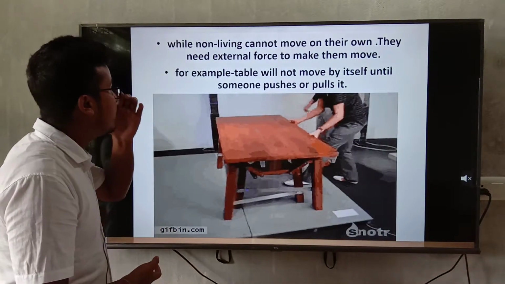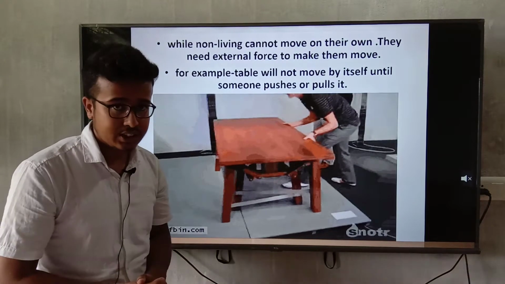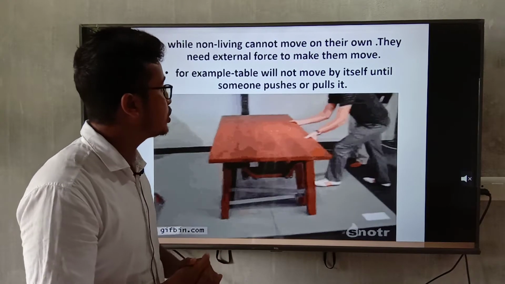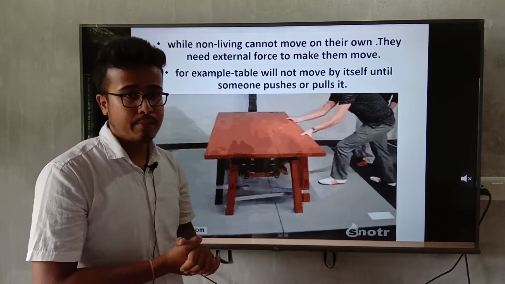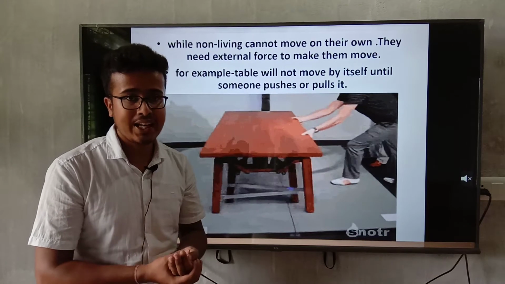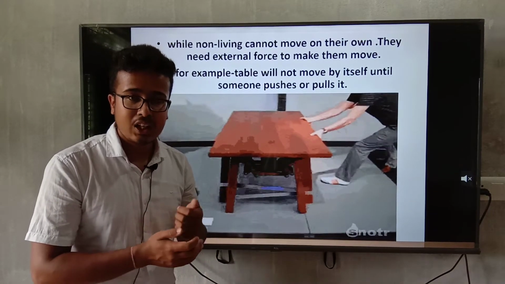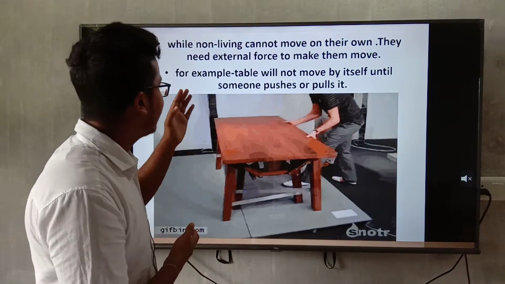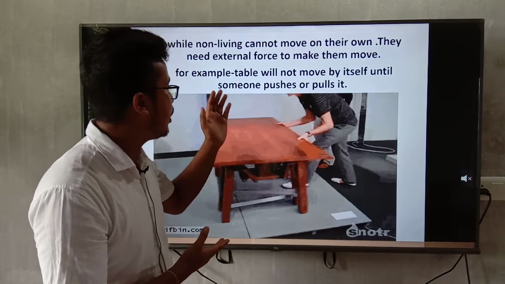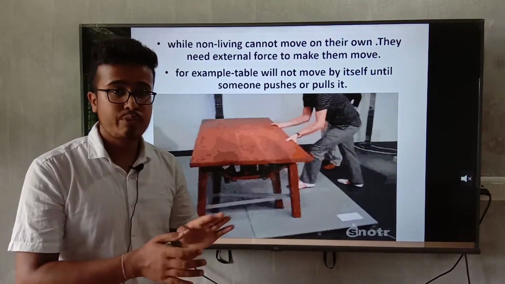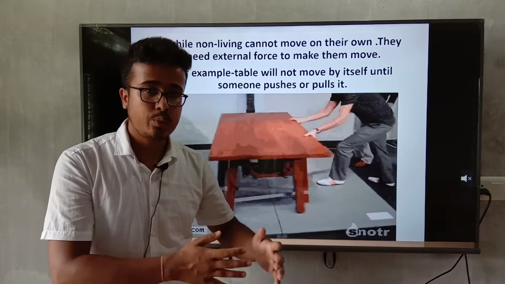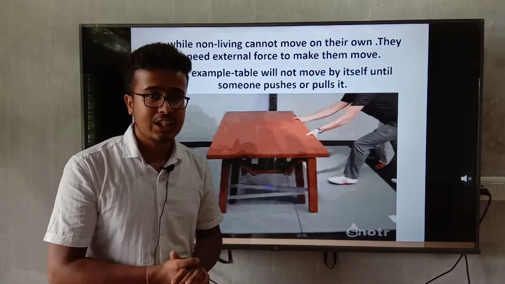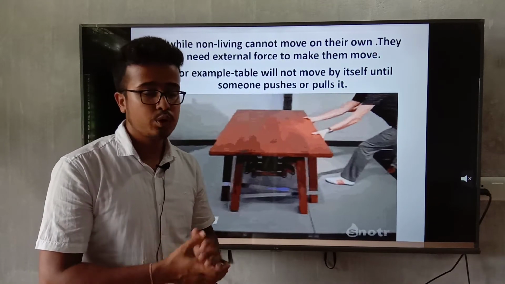Now, can non-living things move on their own, yes or no? Can a table move? No, they need an external force to make them move. Like if I push, then it will change its place, or if I pull, then it also changes its place. A table will not move by itself until someone pushes or pulls it. Otherwise it cannot change its place on its own. So non-living things cannot move on their own.